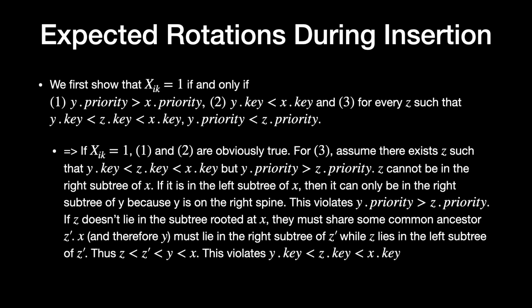Now, we need to consider a third case. The third case is that z lies in a completely different subtree altogether. If z lies in a completely different subtree altogether, then z and x must have a lowest common ancestor z prime.